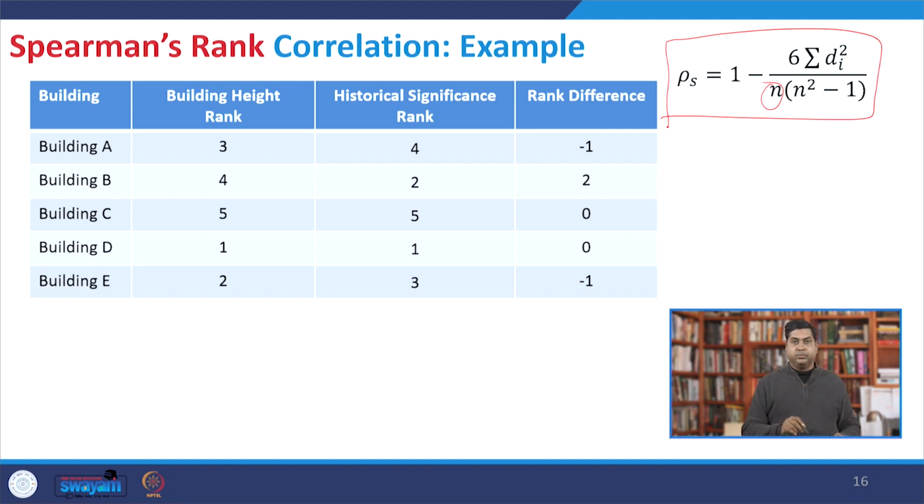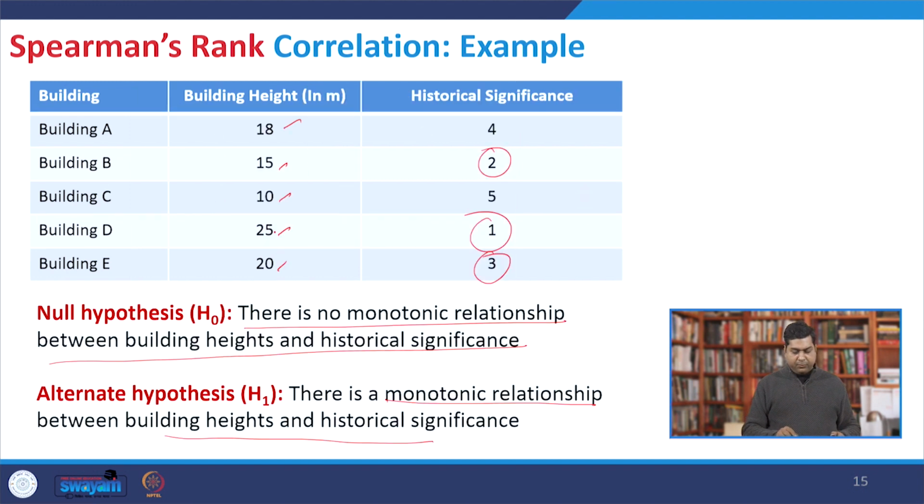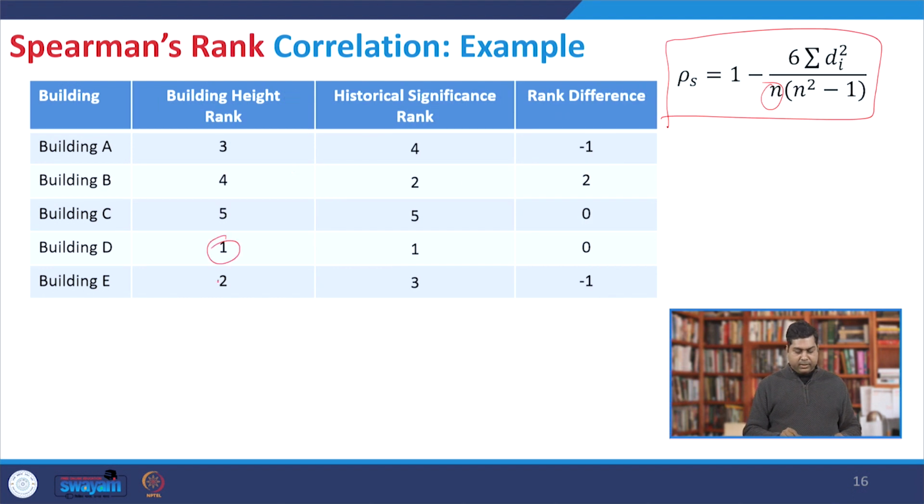What you need to do is rank the height data of all the buildings. If you compare, 25 meters was the highest and 10 was the lowest. Accordingly you can find these ranks, given in such a manner that the highest height gets rank 1 and the lowest is the one with the minimum height in this data set. Already we have the historical significance rank. Now we compare and find out the rank difference.